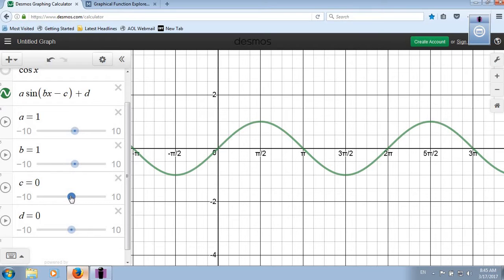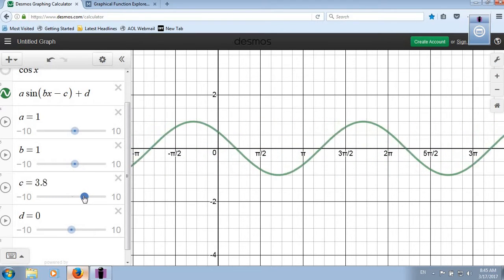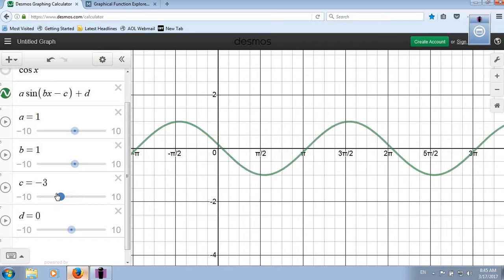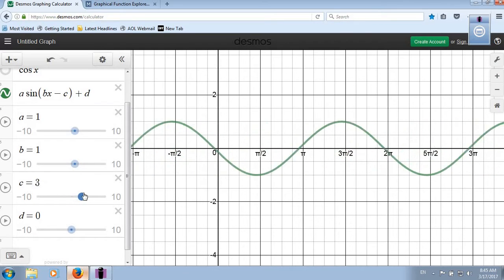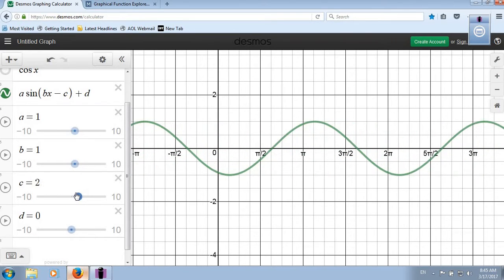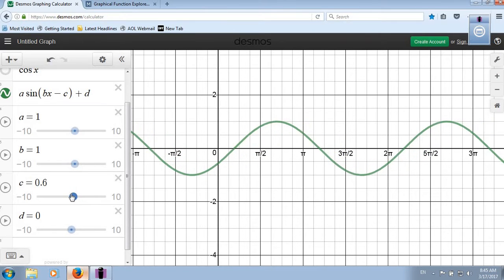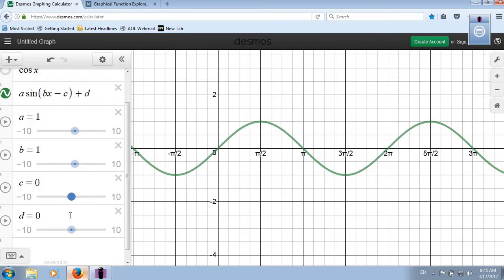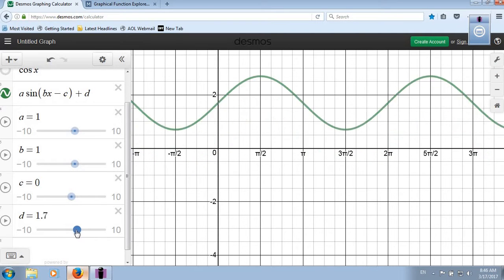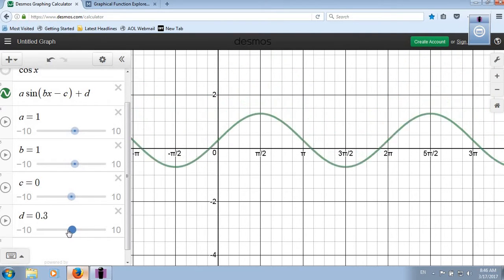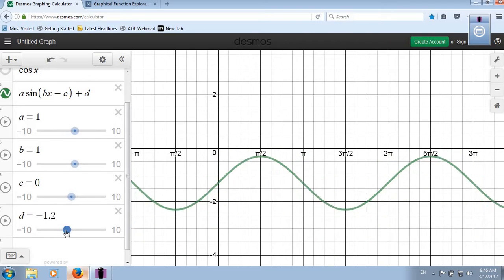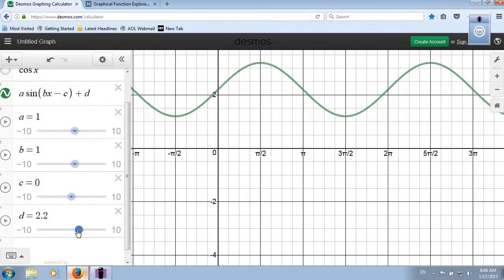Now c is the phase shift. Phase shift is something we have not talked about yet, but let me show you the effect on the graph. As you can see, it seems like this graph is moving left and right. That's exactly what it does. It's called the phase shift: moving the graph left and right. We'll talk about that a little bit more next time. D is vertical shift, which is the displacement. So we are moving the midline up and down, as you can see.